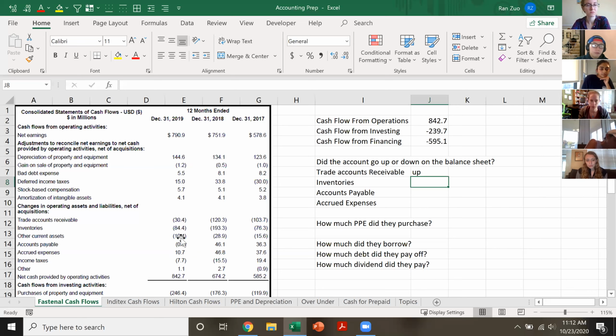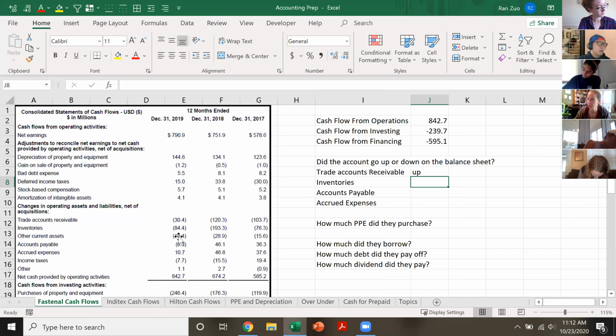Inventories. There's a negative 84.4. What does that mean for inventories? Did it go up or down on the balance sheet? I'm thinking it went up on the balance sheet. Yes, very good. Inventories is less intuitive, but the general rule is current assets, if they go up, it's a cash outflow. If they go down, it's a cash inflow. That's the general rule for current assets when you're making the cash flow from operations.